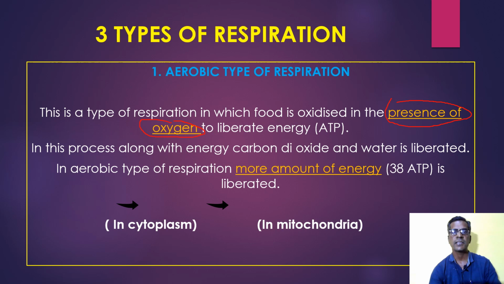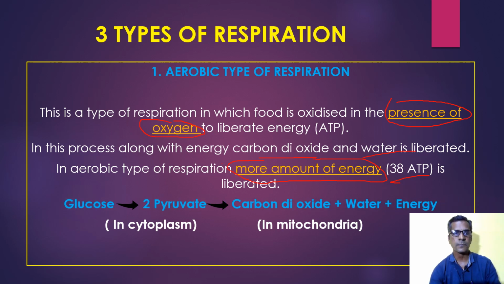In aerobic respiration, along with energy, carbon dioxide and water are liberated. Especially in aerobic respiration, we get a large amount of energy. Usually all multicellular organisms carry out aerobic respiration. Theoretically, it was told that 38 ATP molecules are liberated at each breakdown of a glucose molecule. Here is a representation for you.